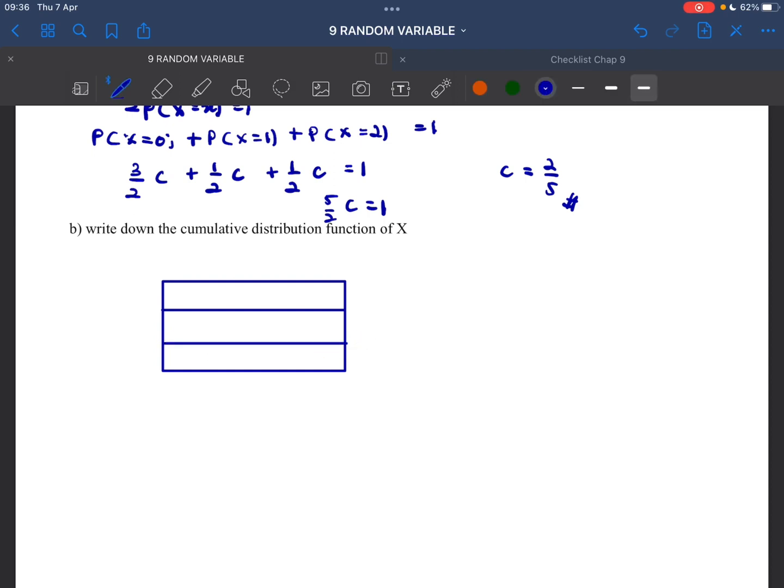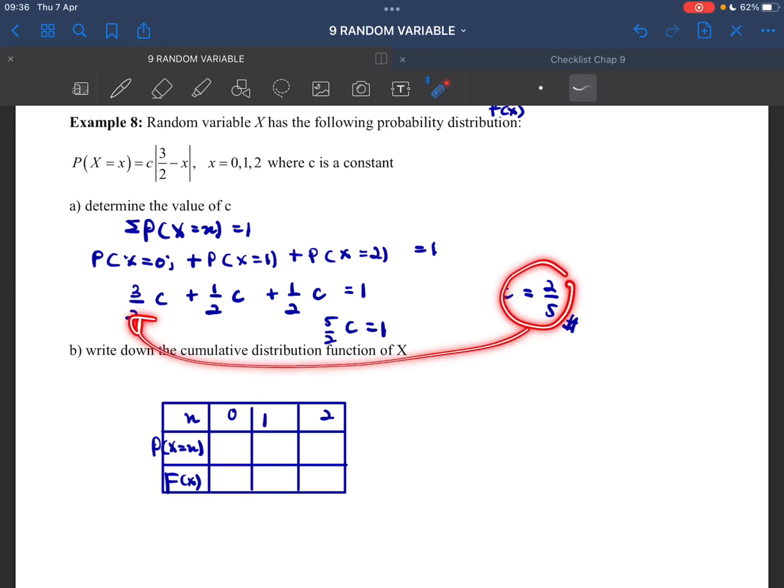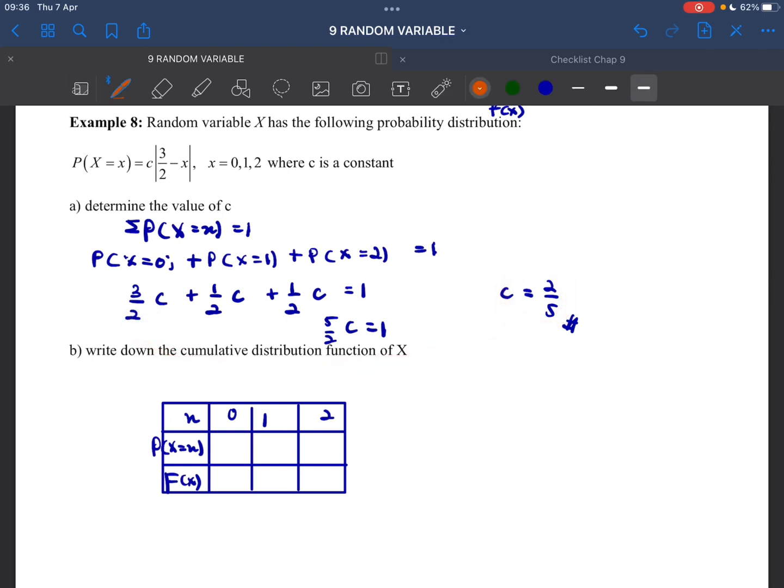Okay, so we have for x, and our x is 0, 1, 2. We have 0, 1, 2, and this is our P(x) equals to x, and this is our cumulative. As you can see here, the PDF, you can just substitute c into the function that we have here. So 3 over 2 multiplied by 2 over 5, we have 3 over 5. And here should be 1 over 5. And here should be 1 over 5. Okay, but that is your probability distribution table.